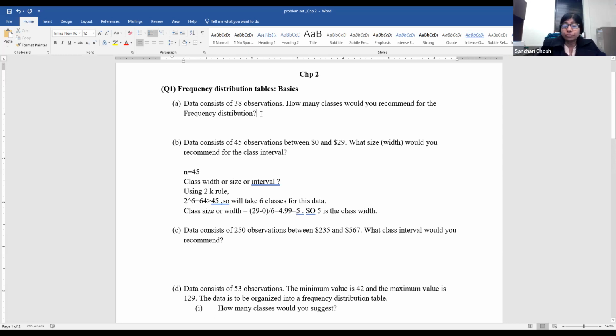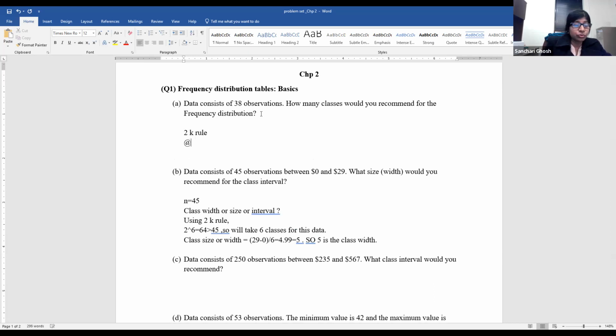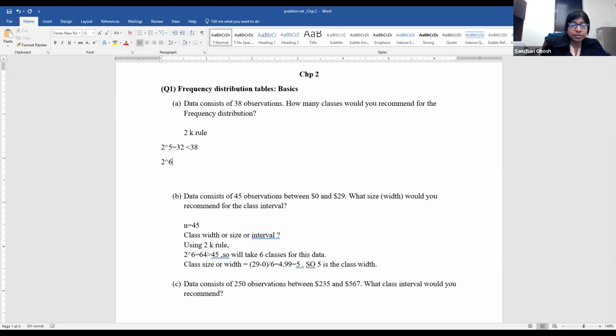Data consists of 38 observations. How many classes would you recommend? Using the 2^k rule with 38 observations, we know 2 to the power 5 equals 32. 32 is less than 38, so let's move over. 2 to the power 6 equals 64, greater than 38. So select 6.